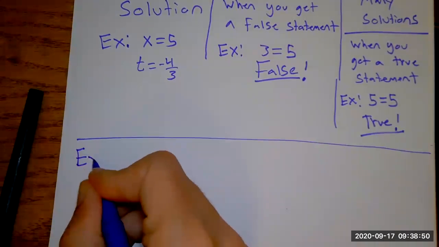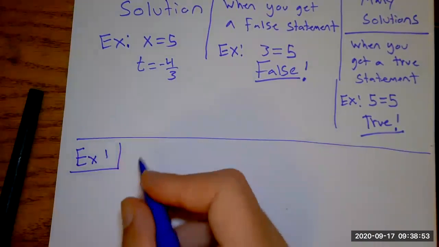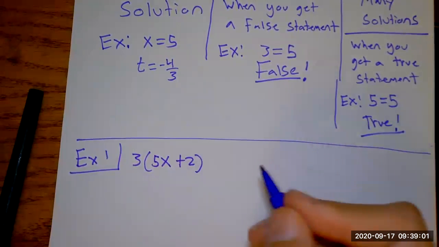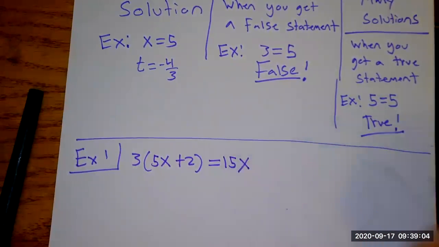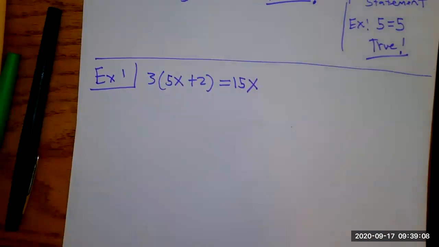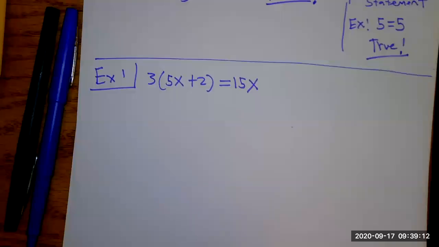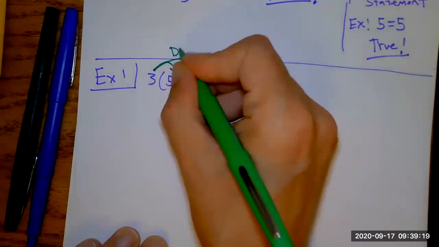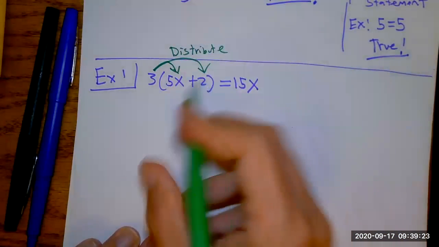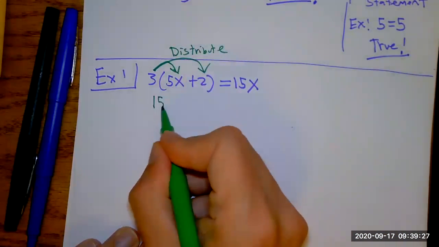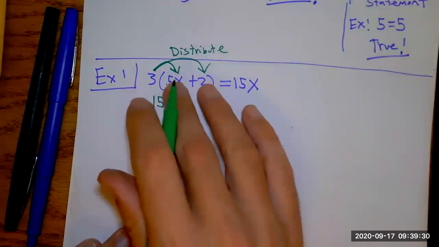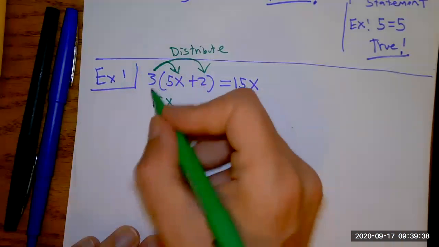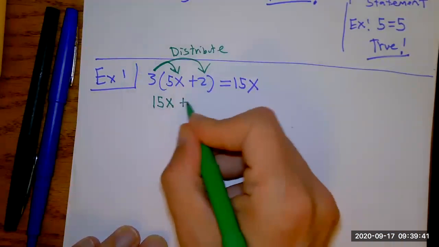The first one is I'm going to have 3 times the quantity of 5x plus 2 equals 15x. For the sake of time, I'm going to do this one so that we can see what's going on. The first thing I'm going to do is distribute. You know to distribute when you have a number outside of parentheses. If you're stuck and you see parentheses and a number on the outside, you multiply. So we have 3 times 5x, that's 15x, and 3 times 2 is 6.